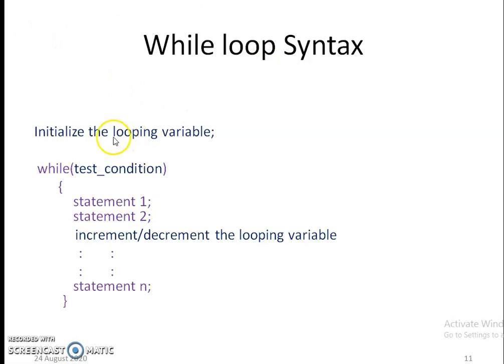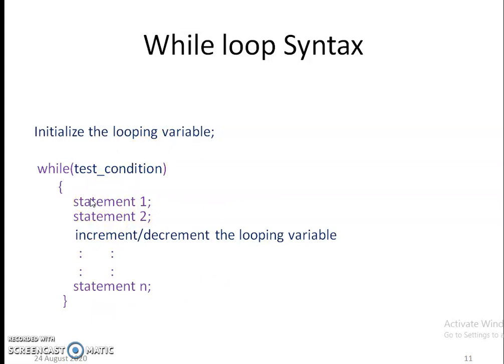Syntax for while loop. In a while loop, there is a need to initialize the looping variable. Three things are important in a while loop: one is initializing our looping variable, then testing the condition, and within the loop, incrementing or decrementing the looping variable. So these three are important in any looping concept. In while and do while, initialization should be done outside the loop, the test condition is done along with the while keyword, and incrementing or decrementing the looping variable is done inside the block of statements.